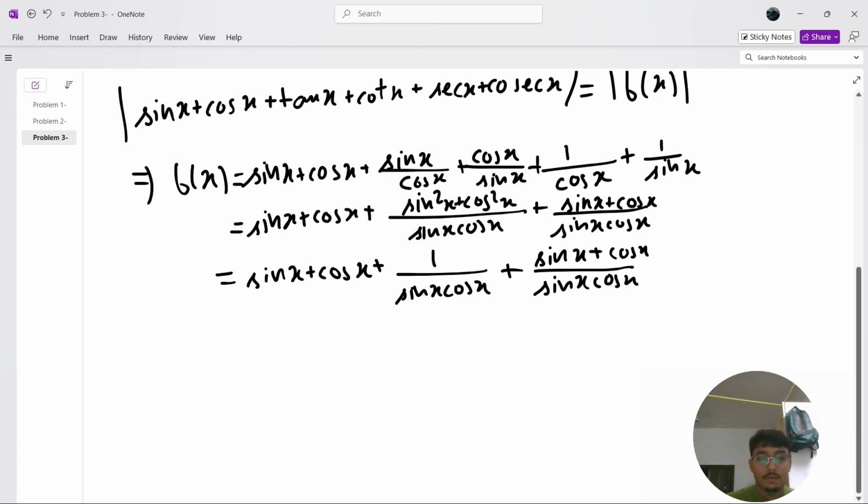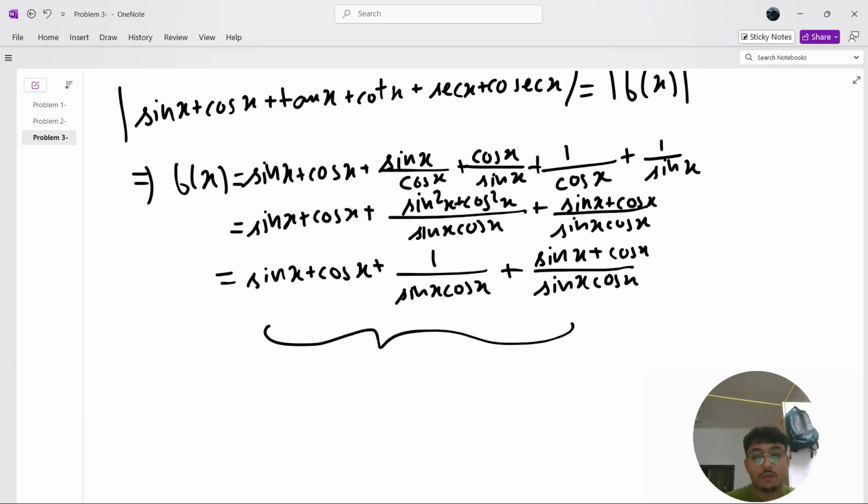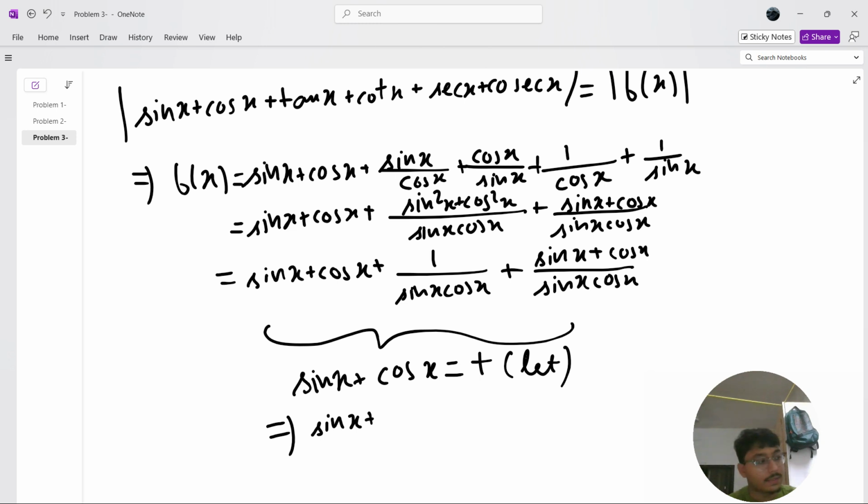So what will I be doing here? I have sin x plus cos x, and here also sin x cos x. My complete trigonometric expression consists of sin x plus cos x and sin x cos x. So what will I do? I will take sin x plus cos x to be t. Suppose I take the whole square: sin x plus cos x whole square is equal to t square.